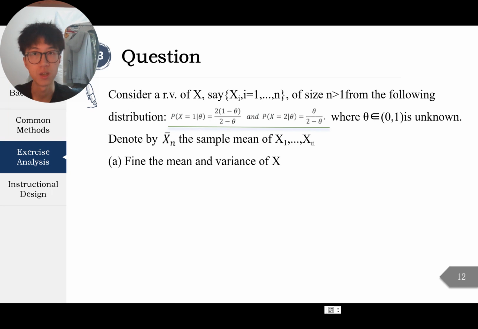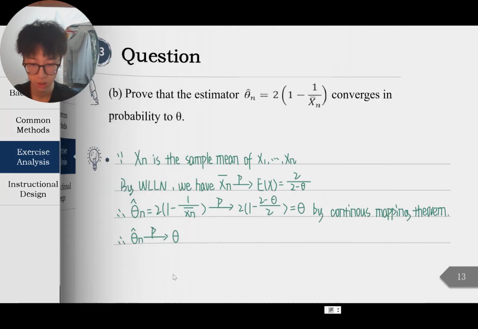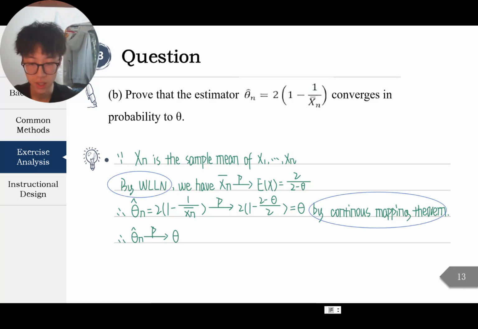Then let's look at question 3. In this question, it's easy to see that x is a discrete random variable, and we can quickly derive the corresponding population mean, EX, and the population variance, VarX. Next, to show that the estimator of theta converges in probability to theta, we can get the proof by jointly using the weak law of large numbers and the continuous mapping theorem.